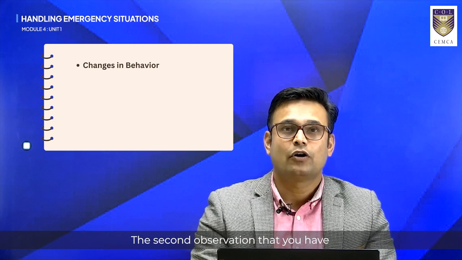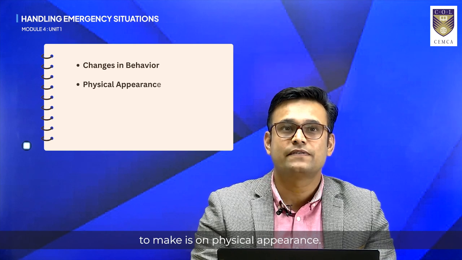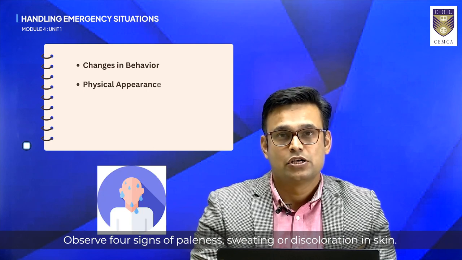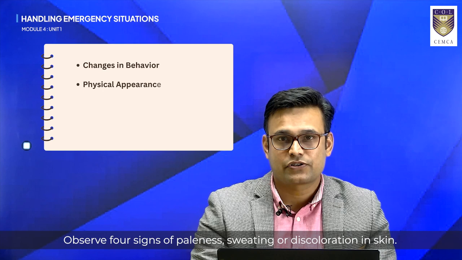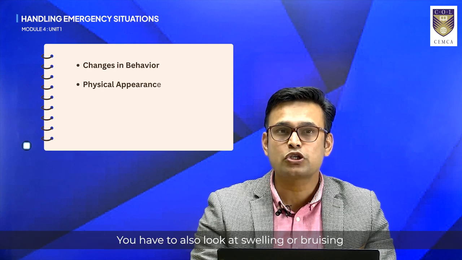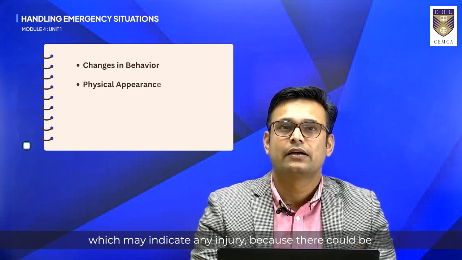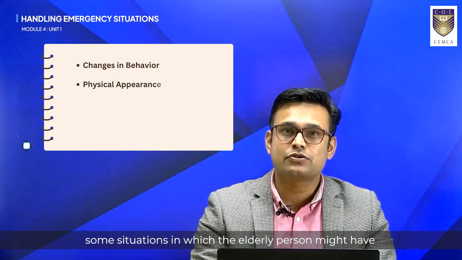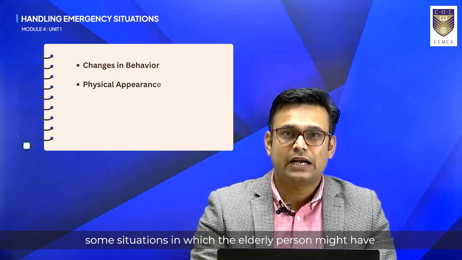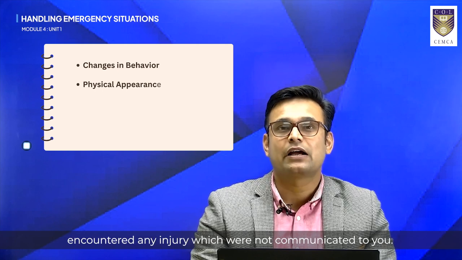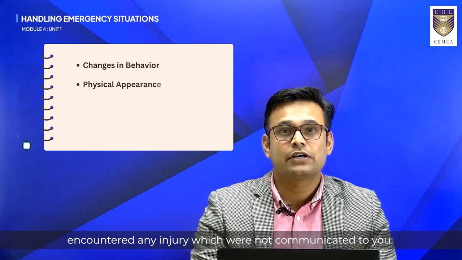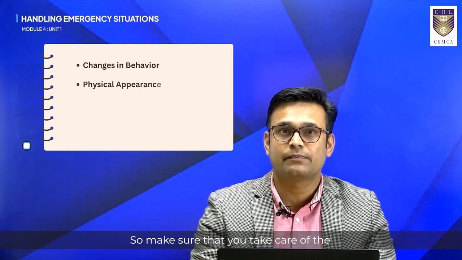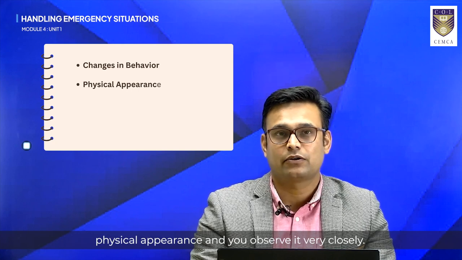The second observation you have to make is on physical appearance. Observe for signs of paleness, sweating, or discoloration of the skin. Also look for swelling or bruising, which may indicate an injury, because there could be situations in which the elderly person has encountered an injury that was not communicated to you. So observe their physical appearance very closely.